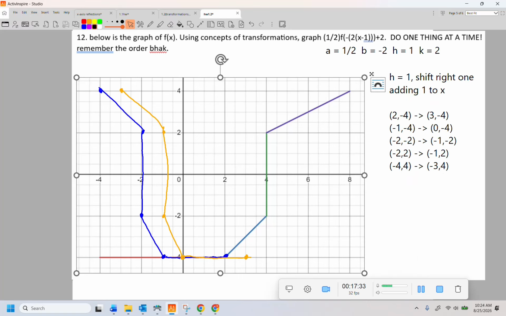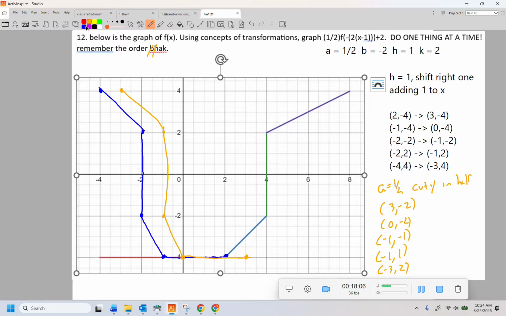So far, I have looked at b, I have looked at h, and now I have a. And a is a half. That literally means cut y in half. So I'm going to take all these y values and cut them in half. Instead of (3, -4), (3, -2). Instead of (0, -4), (0, -2). Instead of (-1, -2), (-1, -1). Instead of (-1, 2), (-1, 1). Instead of (-3, 4), (-3, 2).